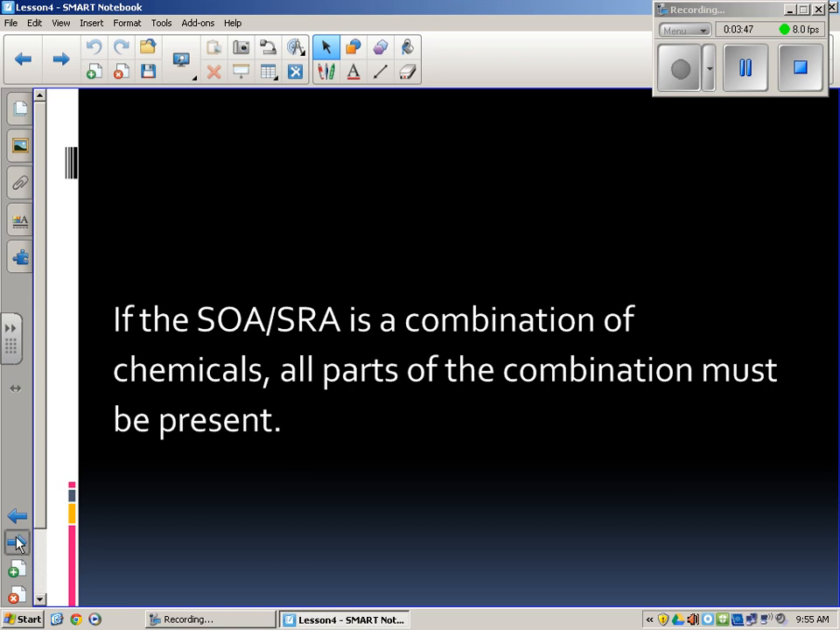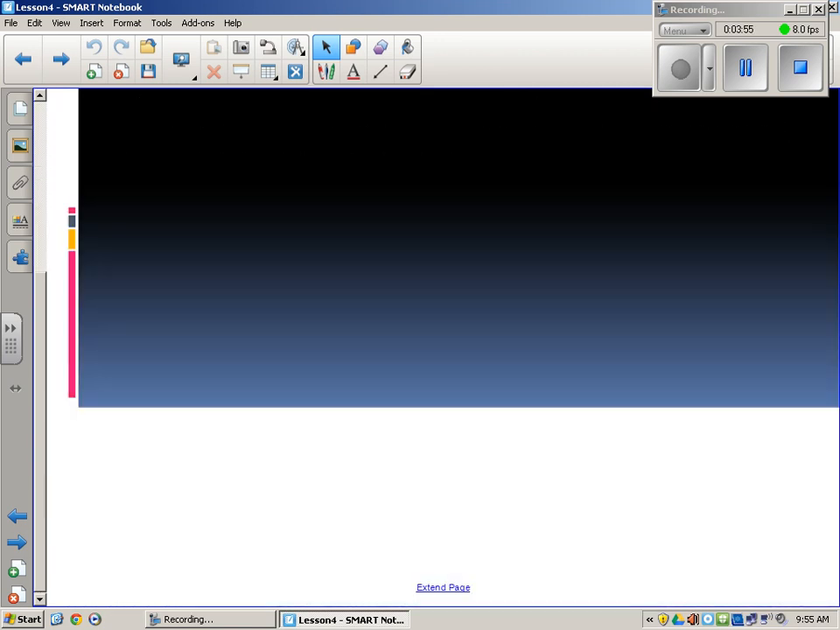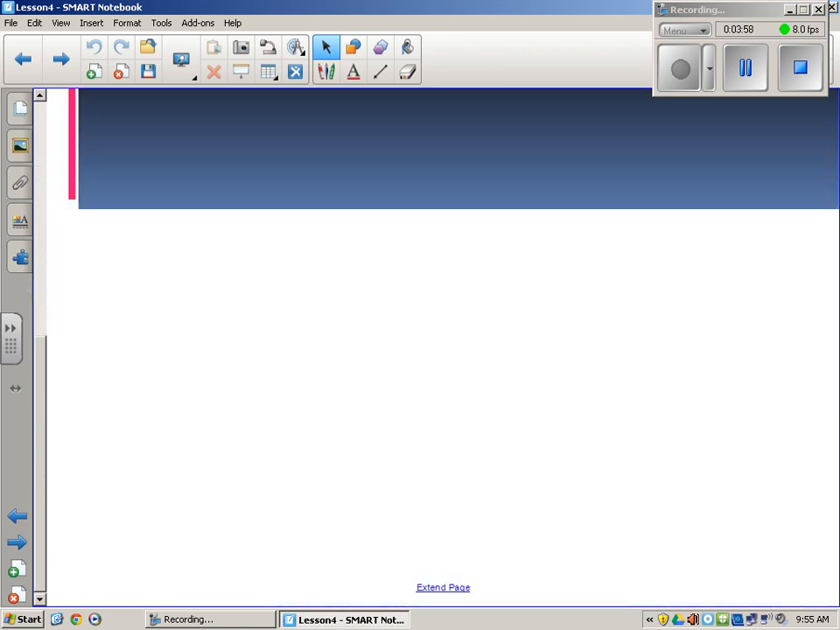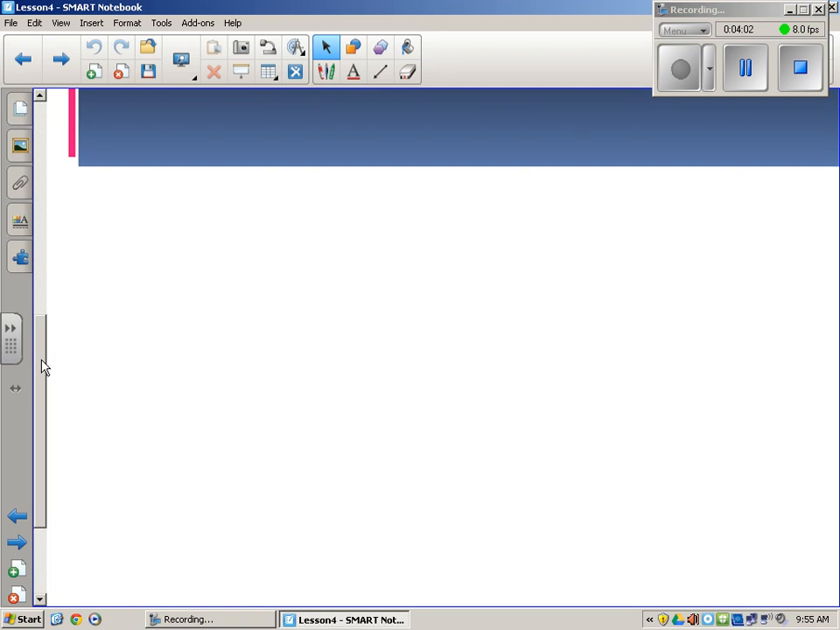Okay? So, first example is this one right here. This is where I need you guys to help me out here. Okay? So, you guys have this example here. I'm just going to scooch it down to the bottom here so I can write. It says here, okay, what redox reaction takes place when a solution of bleach, which is actually made up of sodium hypochlorite, reacts with a solution of potassium iodide? Give me some things here. What's involved in this reaction? You tell me. I'll wait for you.